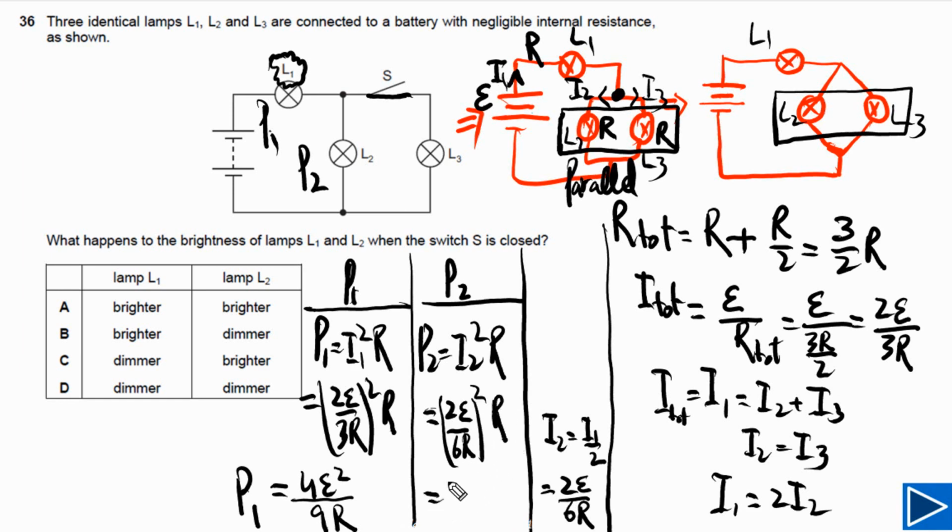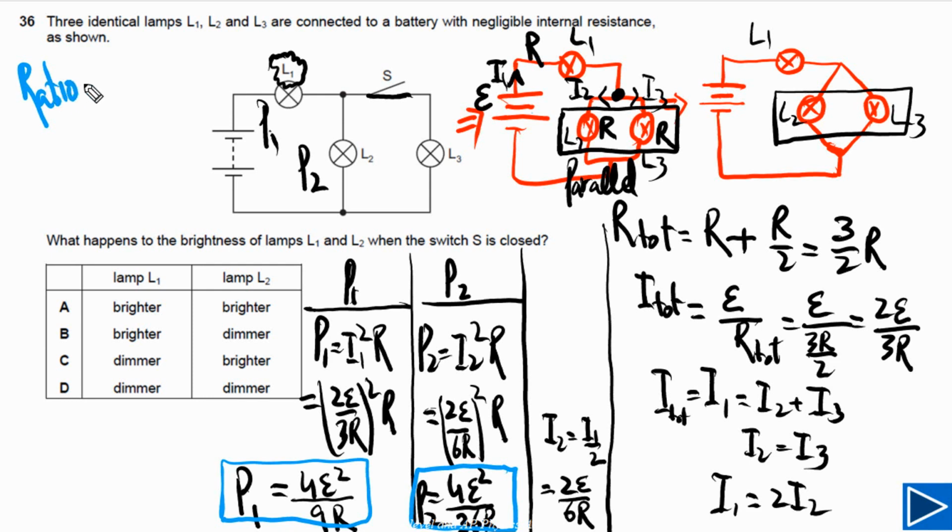If we simplify this one, we will get 4E squared divided by 36 times R. So this is the value of P2. So we have calculated P1 and we have also calculated P2. Now simply we need to compare these two values. First of all, let's try to calculate the ratio between P1 and P2, means P1 divided by P2.